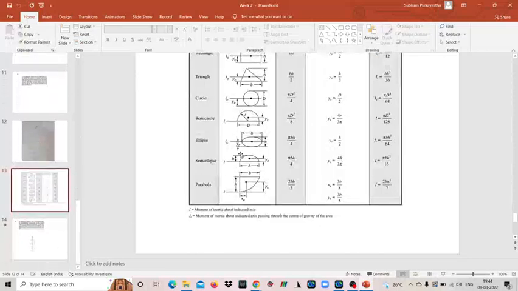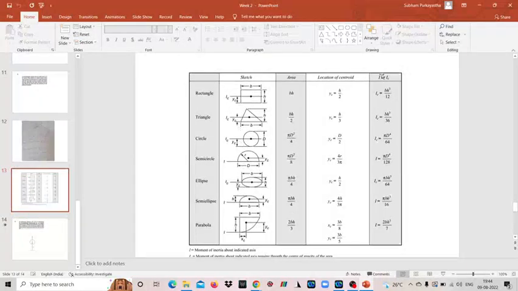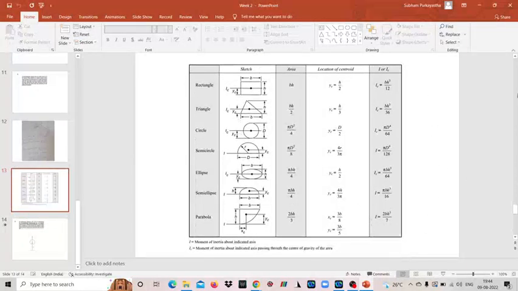You take any standard book on fluid mechanics, you'll find something like this, a table. So the standard shapes that are normally asked are rectangle, triangle, circle. Sometimes they may ask you a semicircle and then a parabola. But this is a very comprehensive table.